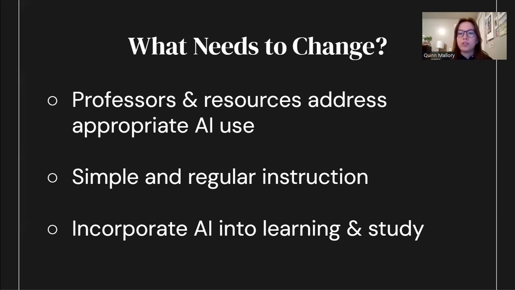Simple and regular instruction. So these guidelines need to be touched on and referred back to ensure that students have a clear understanding of what's expected and that they're continually aware of the tools available to them. And then incorporate AI into learning and study. This is the last step, and it's the most important because it requires professors to learn how to use new technology to their benefit and to model the guidelines that they expect for their students.